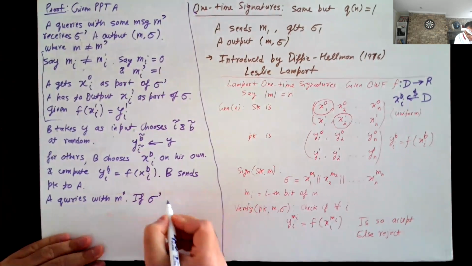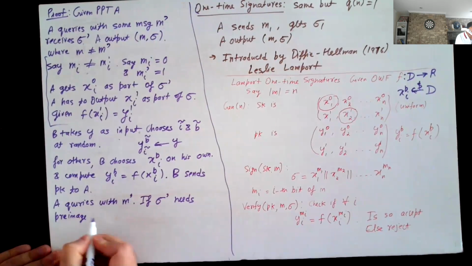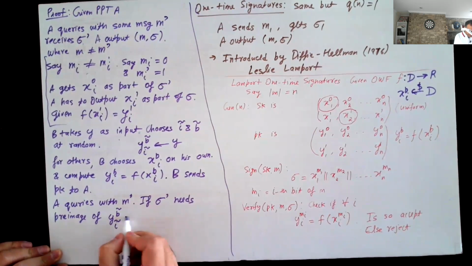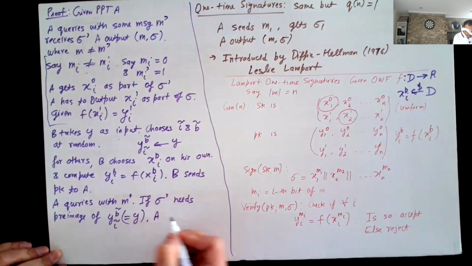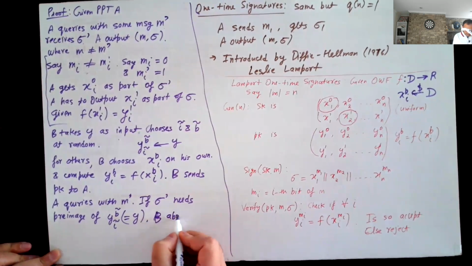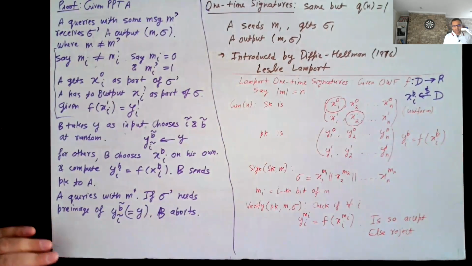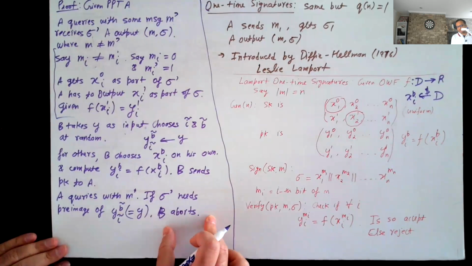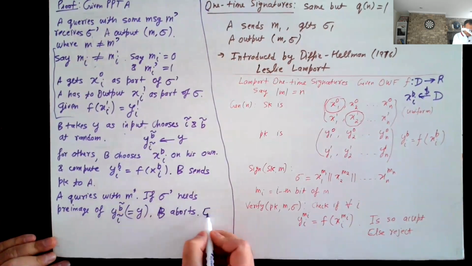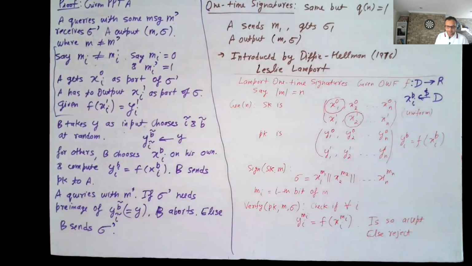So if sigma prime needs the preimage of y b tilde I tilde, which is also equal to y, B aborts. B is not capable of computing a signature here. Right? So by the way, this would happen with probability half. Otherwise, B can compute the signature sigma prime.